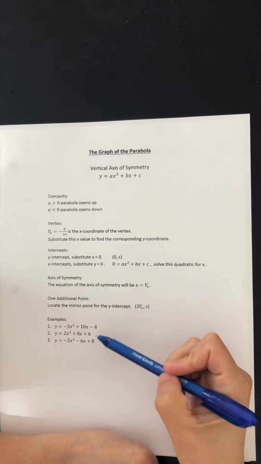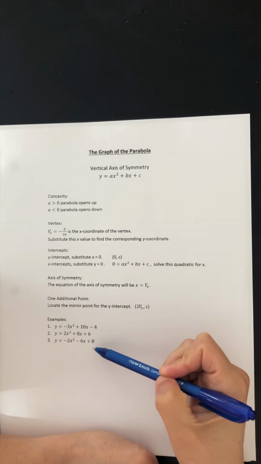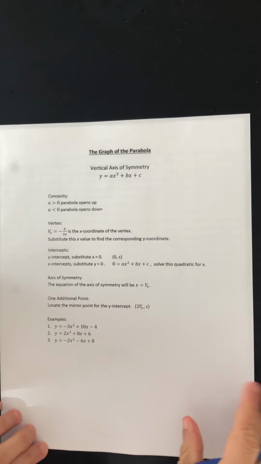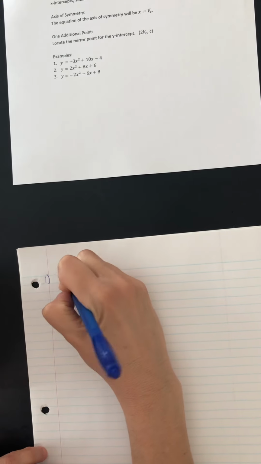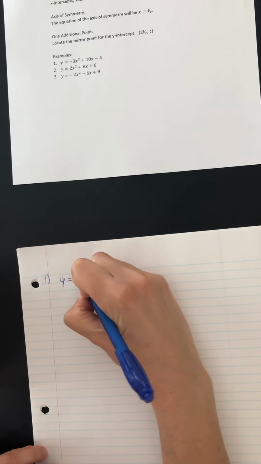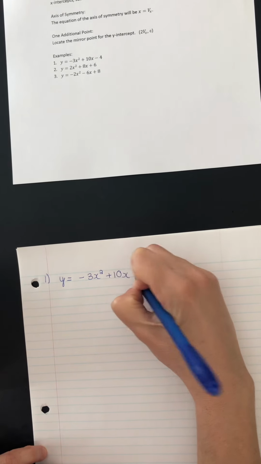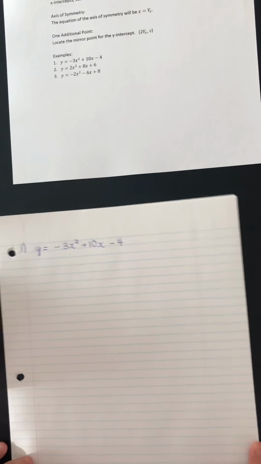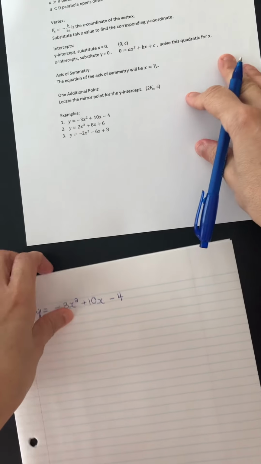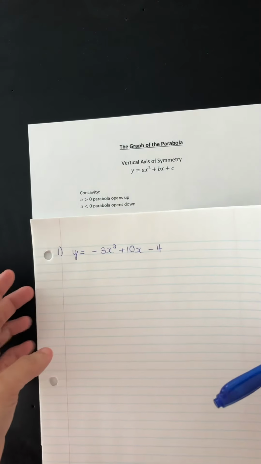Okay, so I'm going to just go through the first example with you, and then I'd like you to try the next two. So let's get started. Here we go. So the equation is negative 3x squared plus 10x minus 4 is equal to y. So that's our equation, and now let's run through the necessary steps.